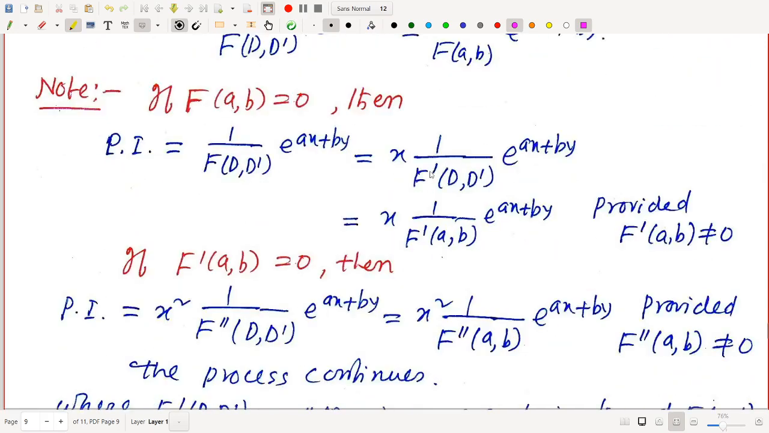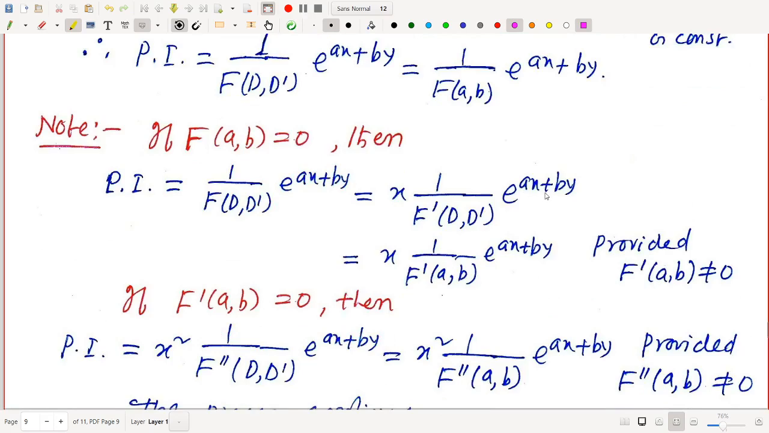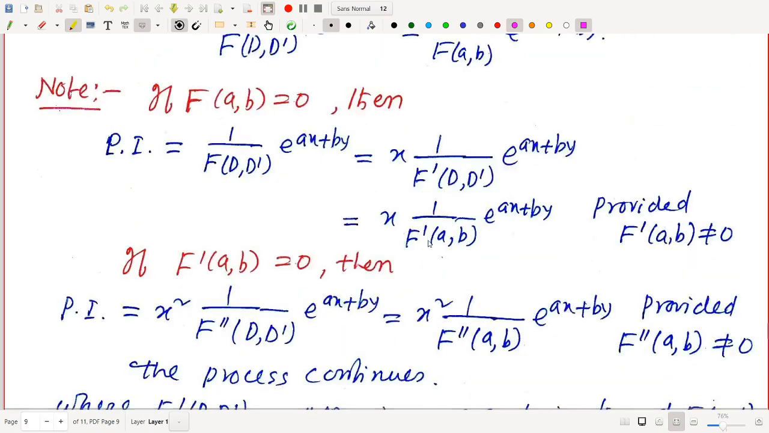When f of ab is 0, let us see. If f of ab is 0, then PI is this: put x on the left side, and take the derivative of the denominator, f of D comma D dash differentiated, f dash D comma D dash operates on e to the power ax plus by, and then replace D by a and D dash by b, provided f dash ab is not 0.